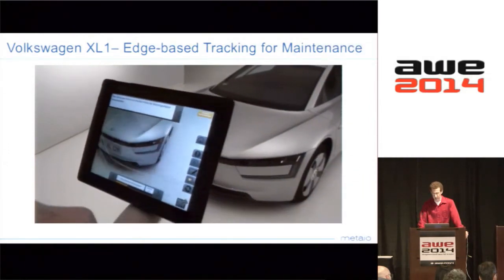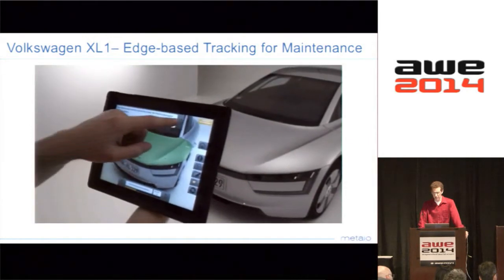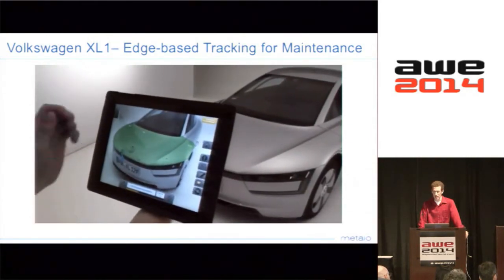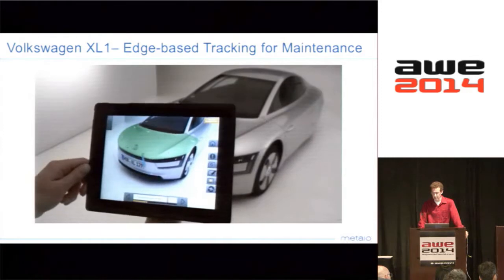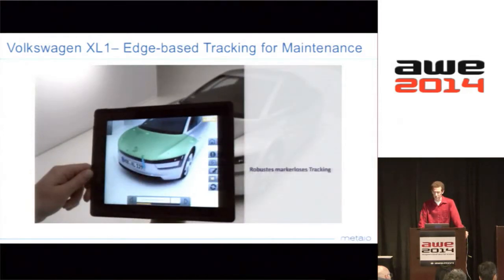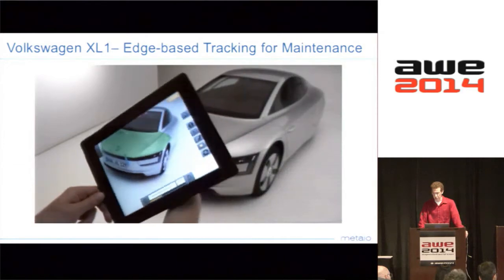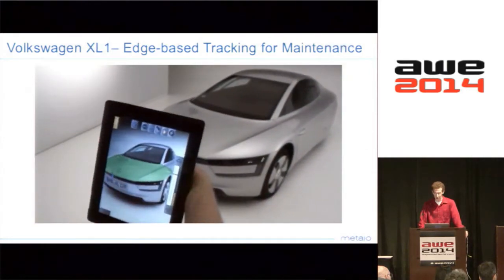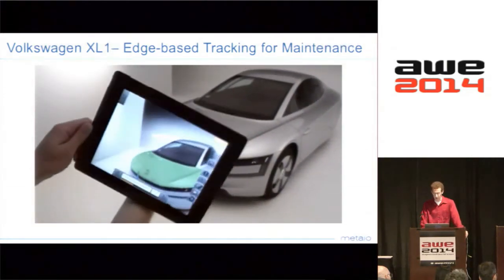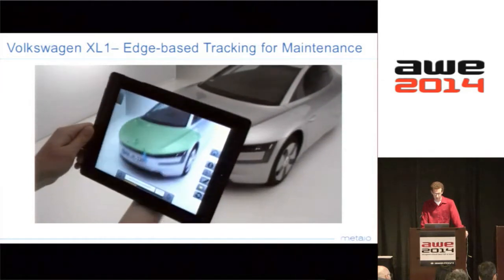So now you can see they see an edge map, and as soon as they hold it over the car, it snaps into place. And that part of the car is augmented with the features that they're looking for. So this edge-based tracking is very robust as it's moved around, and it's a great feature of our SDK.